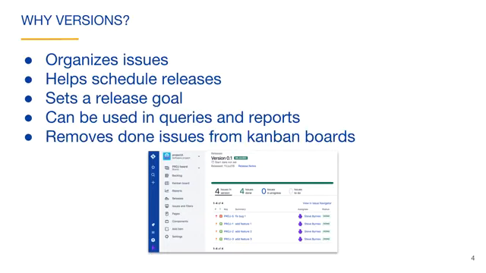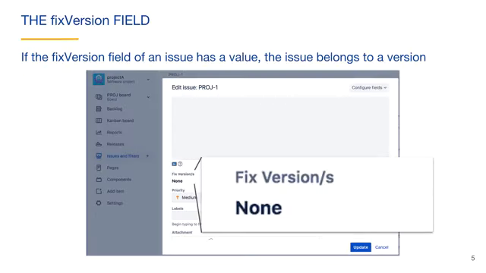Versions can also be used to remove done issues from Kanban boards. Kanban boards have a continuous flow of issues, and versions are a way to prevent the done column from continuously growing in size. Scrum does not have this problem because sprint boards have a relatively fixed number of issues and have shorter lives. The primary field related to versions is the fixed version field.